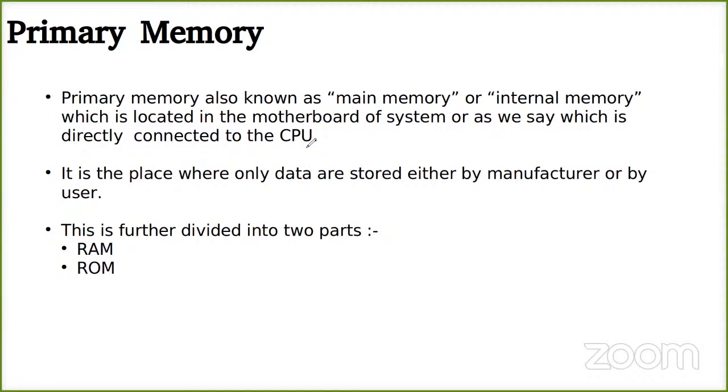Fine. So within your CPU, you have something called your registers, your cache. All these things are there inside your CPU. Then you have your external RAM, your DRAM, your DDR4, DDR3 RAMs. All these are part of primary memories. So these are located inside the motherboard of the system, or which is directly connected to the CPU.